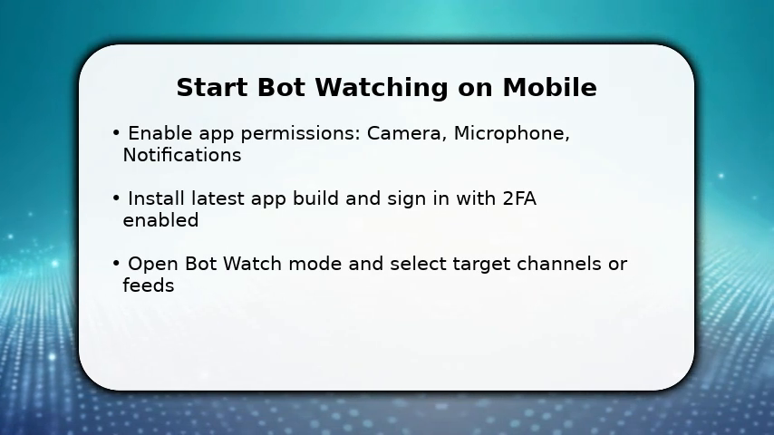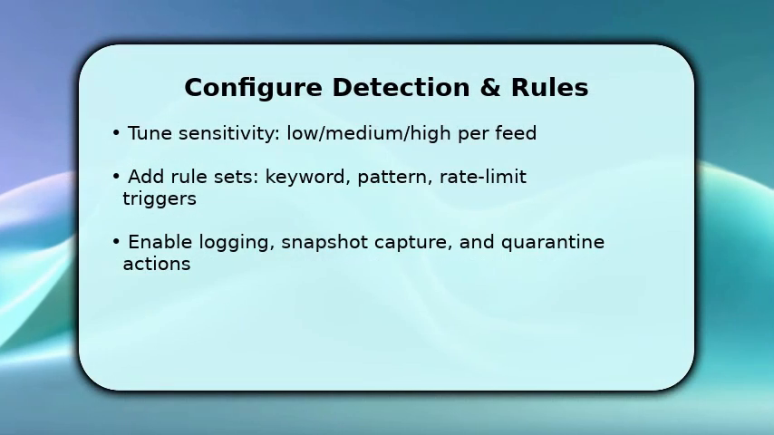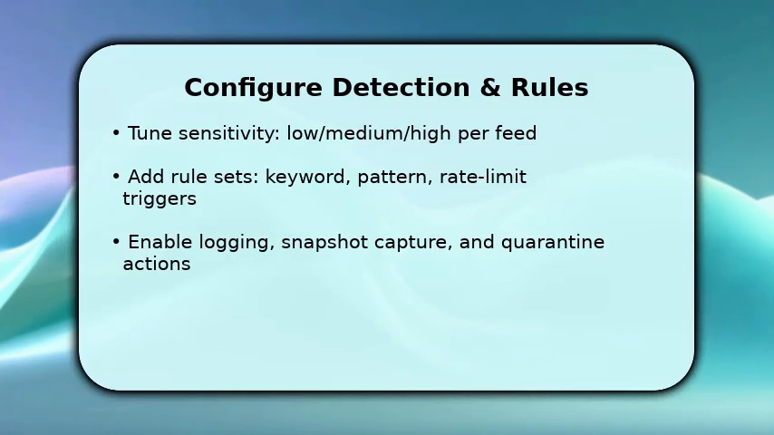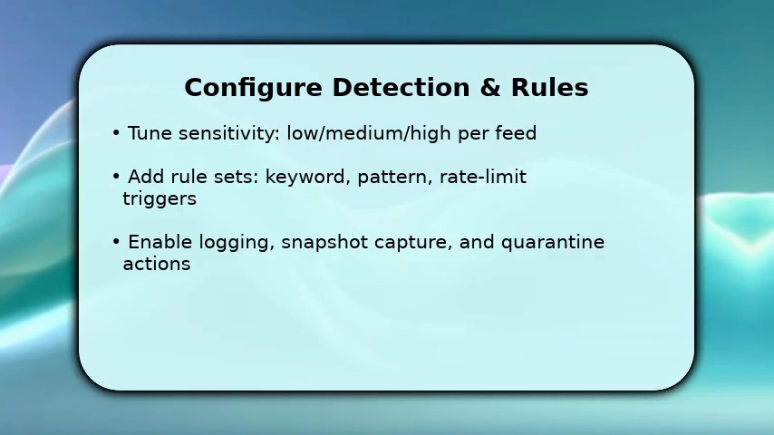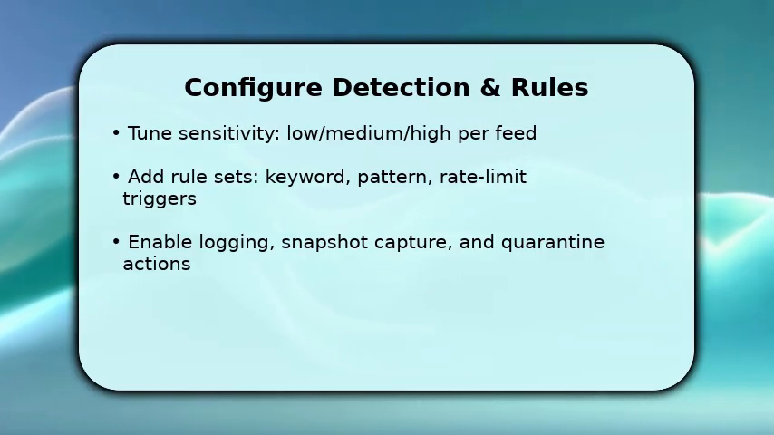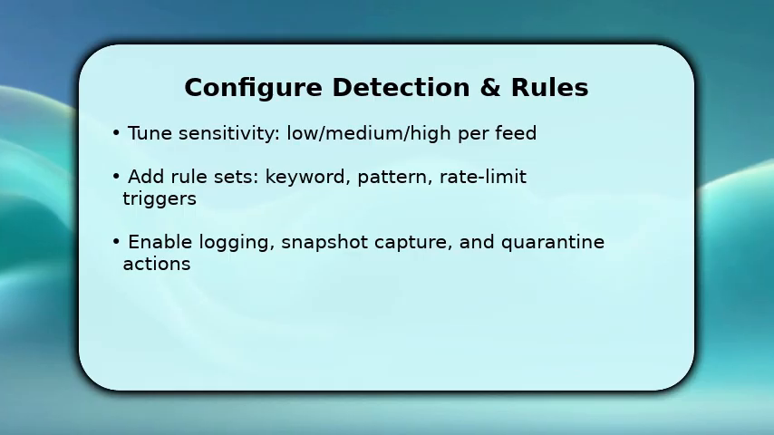Now you configure detection and rule engines so alerts are useful instead of noisy. Start by adjusting sensitivity per feed, lower for trusted streams and higher for public ones, because that balances false positives versus misses. Add rule sets, keyword matches, behavioral patterns, and rate limit triggers to capture automated bursts.